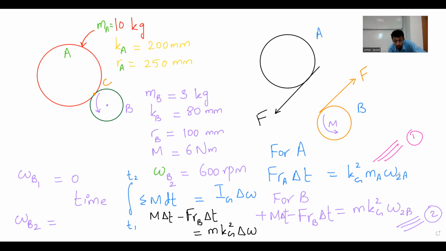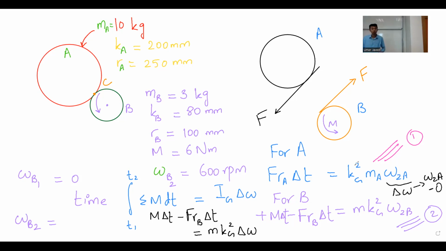Similarly, here you can write the same thing, delta omega gives me omega 2a minus 0, because the big fellow is also 0 initially. Is this clear or not? No? Yes. What about omega 2a?